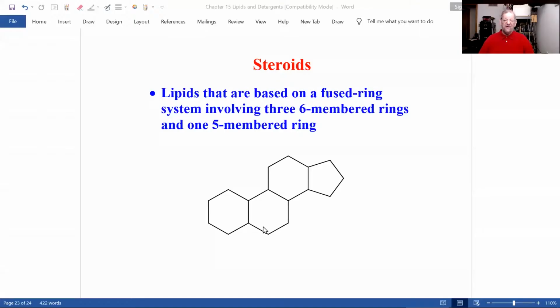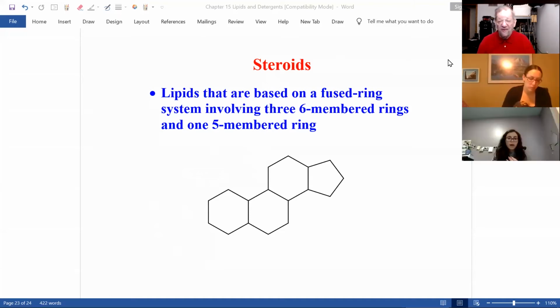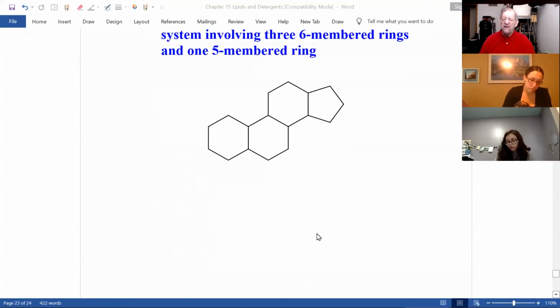They are the steroids. The steroids are lipids based on this ring system. These are called fused rings, where they share a common carbon. All steroids, and by the way, you know steroids by another name, and that is your hormones, all your hormones have this ring system. Now, I expect you to know how to draw the ring skeleton of a steroid. And let me show you how to do it.